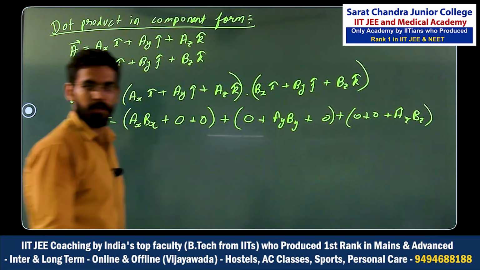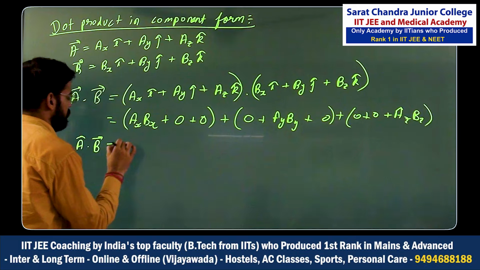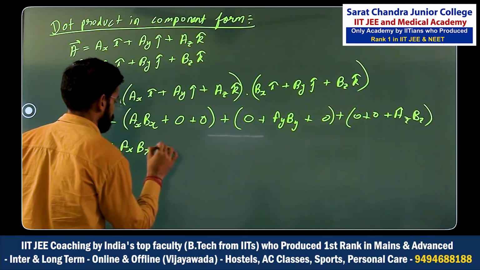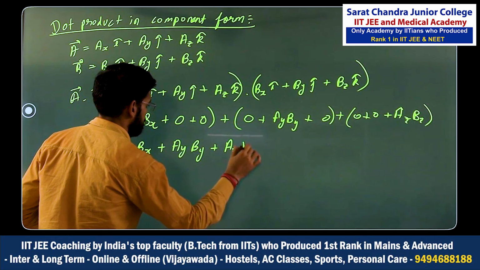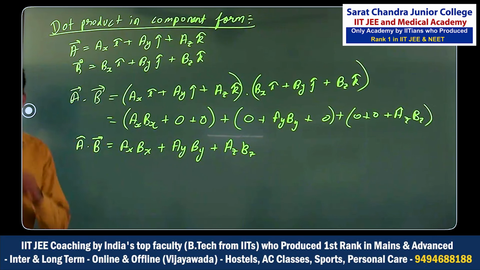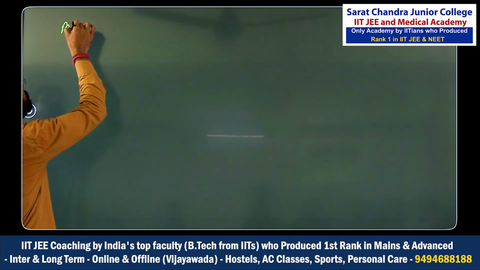Okay, got it? So what came? A vector dot B vector is how much? AX BX plus AY BY plus AZ BZ. Okay, everyone agree?